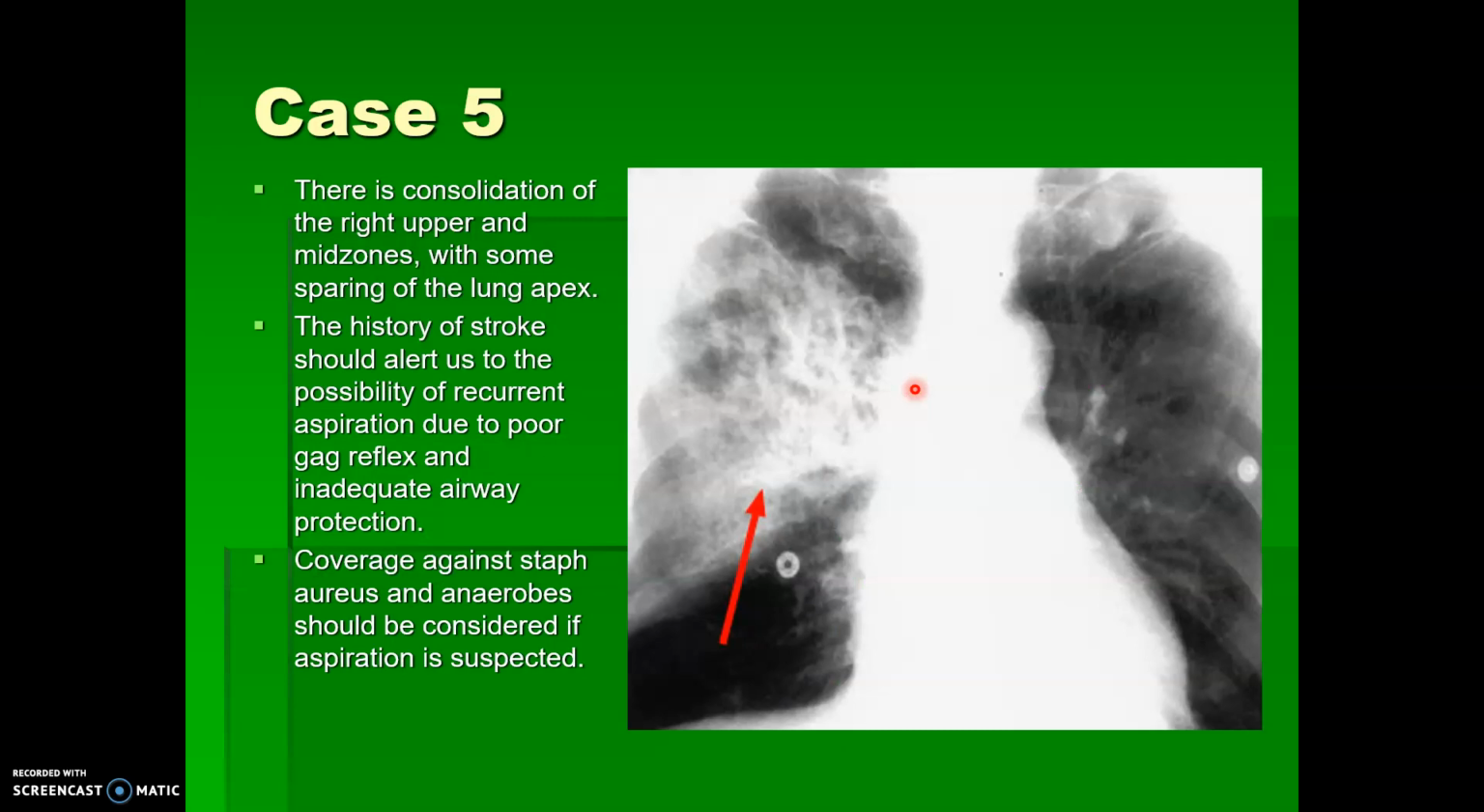This is a consolidation of the right upper and mid zones with some sparing of the lung apex. In this sort of picture, that history of stroke should alert us to the possibility of recurrent aspiration due to poor gag reflex and inadequate airway protection. In this sort of pneumonia, you need to make sure that your antibiotic coverage includes coverage against Staph aureus and anaerobes.